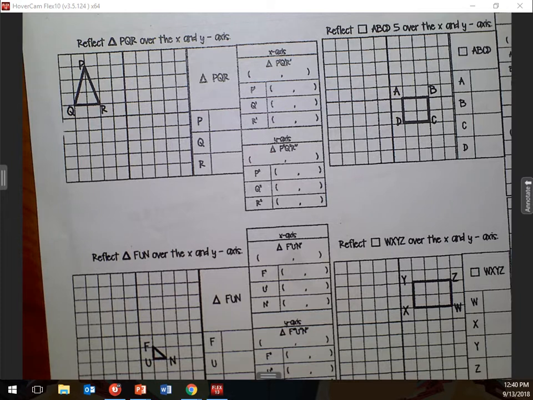All right, so now I would like everybody, right now, dig in your box for two colors. Everybody, dig in your box for two colors.